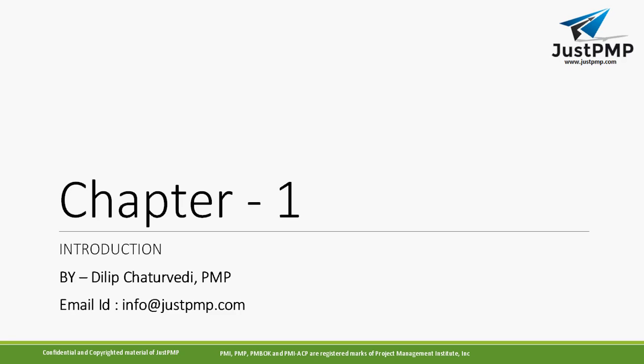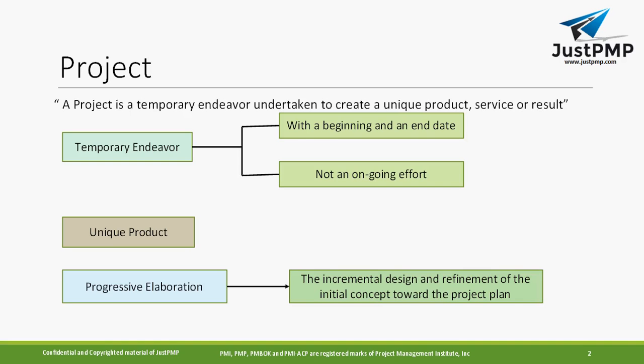Okay, so the first thing that we are going to cover in this topic is a project. What is a project? A project is a temporary endeavor undertaken to create a unique product, service, or result. When we talk about temporary, it means that it has a beginning and end date, and it should not be an ongoing effort. So it should not be a continuous effort. And after the project is completed, it will produce a unique product. So it is also called progressive elaboration. Progressive elaboration is the incremental design and refinement of an initial concept toward the project plan.